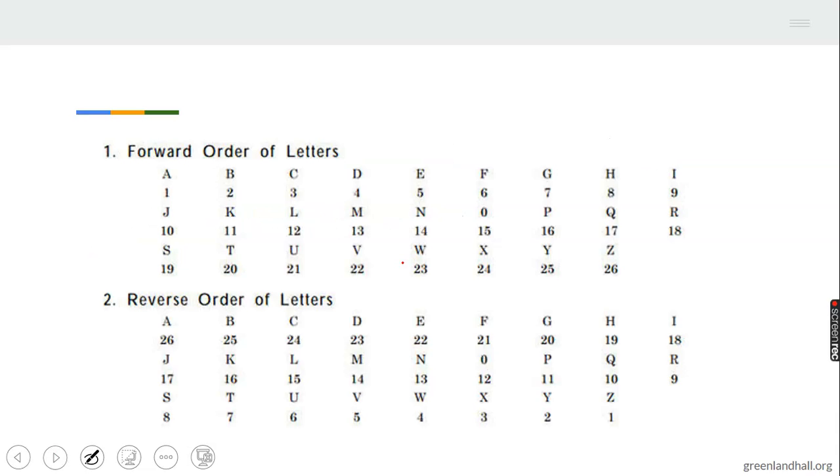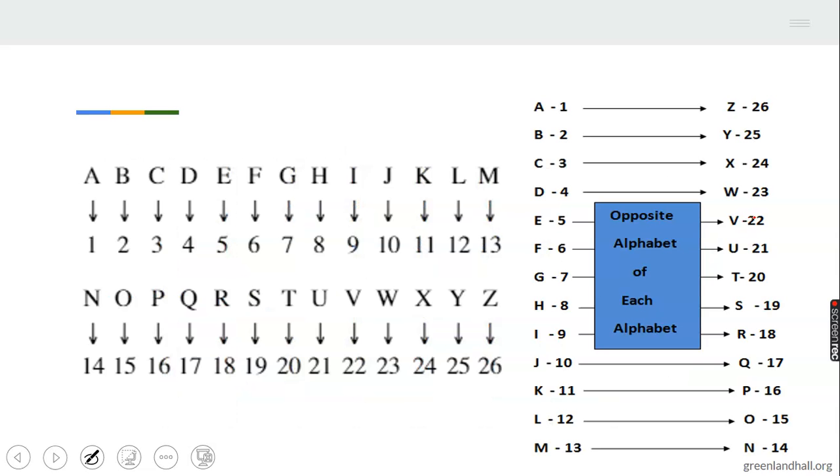We saw in the previous lesson as well the forward order of letters, where A is 1 and Z is 26. And there is a reverse order, which is called the backward order, where A is 26 and Z is 1. It depends on which one you want, but the common one is the forward order, which is A1, B2, C3, as you can see on the screen, and then Y25, Z26.